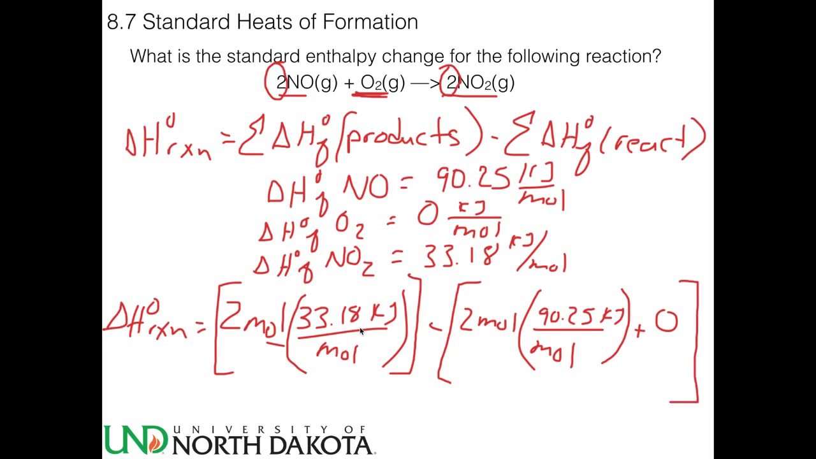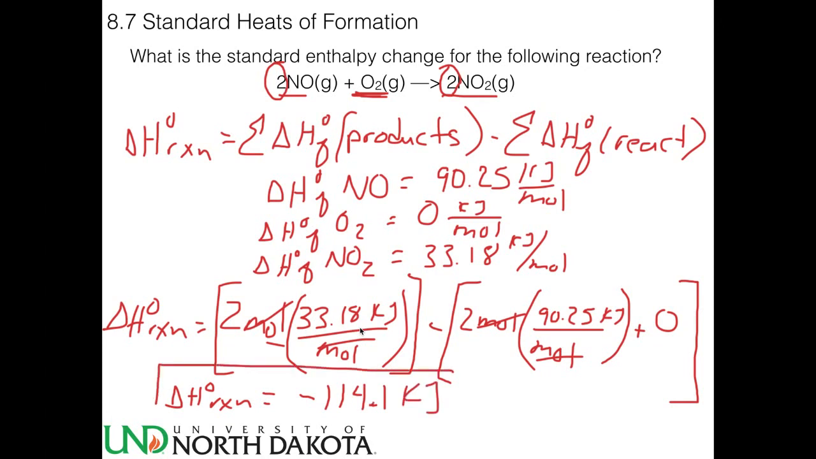Our delta H naught of the reaction then would be 67.6 kilojoules, because the moles cancel out, minus 180.5 kilojoules, which gives us delta H naught of the reaction equals negative 114.1 kilojoules. This would be our delta H naught of the reaction using the standard enthalpy changes from a chart to solve for that value.